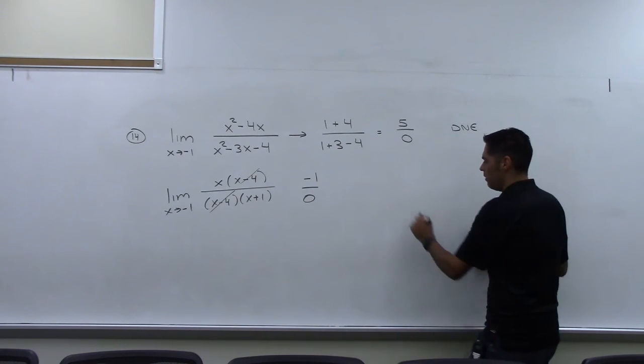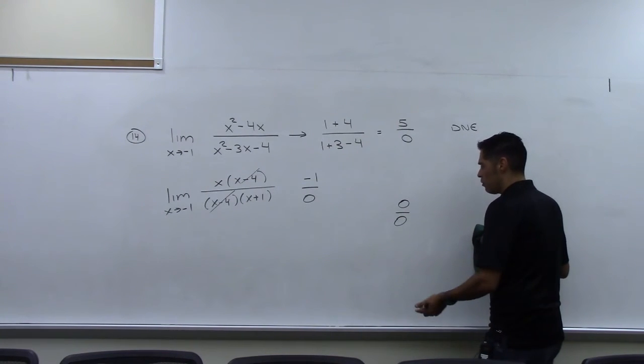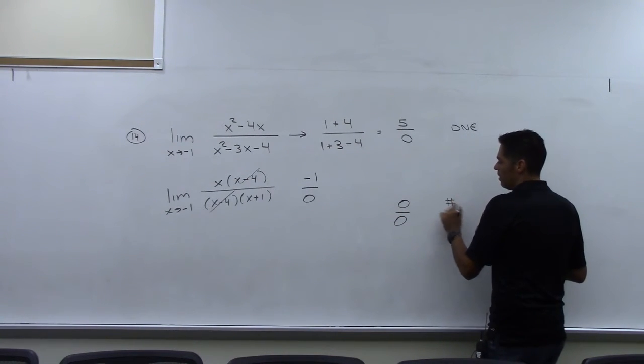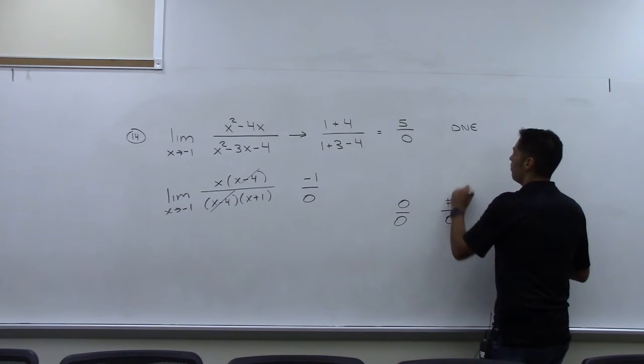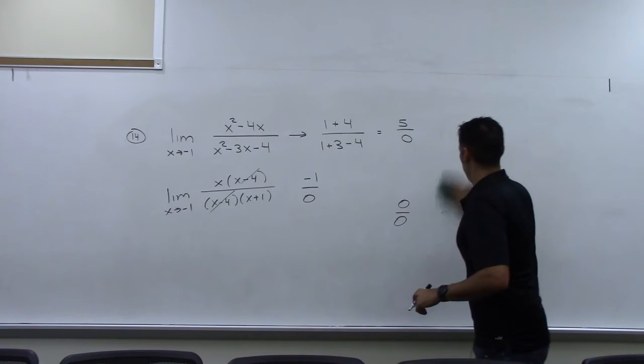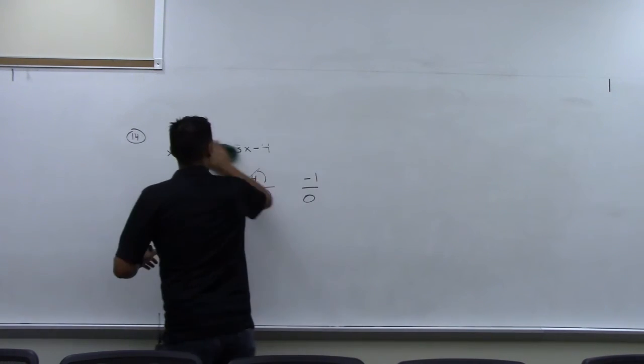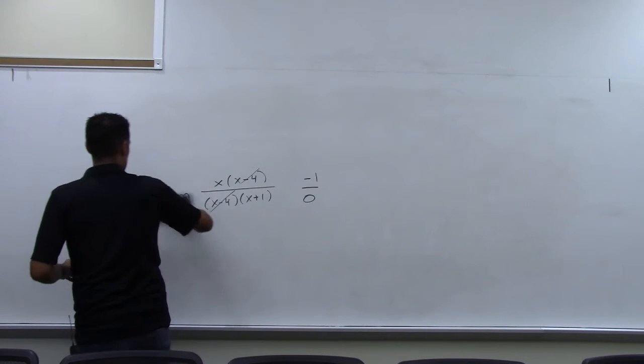So to recap, if we get 0 over 0, that's bad. We're going to do some sort of algebra, some sort of trick. If we get some number that's not 0 over 0, then we're going to say the limit doesn't exist. For now. Later on, we'll do something a little different. We'll have to analyze it just a little bit more.